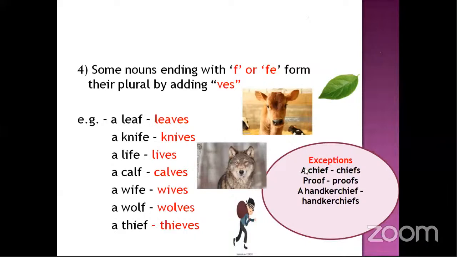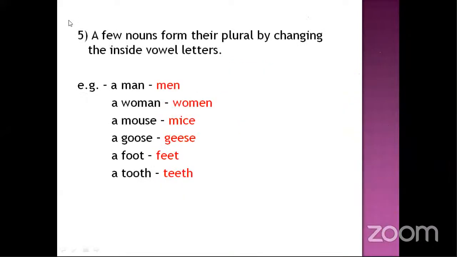In this one also there are exceptions. That means the nouns do not follow this rule. Look at this one. A chief, last letter is F. But when we are pluralizing this word, we are adding just S letter. Okay. Next one, proof, proofs. A handkerchief, handkerchiefs. You better remember these three words. These are the most common words. Yes. So this is a handkerchief. Yeah. Here. Okay, good.